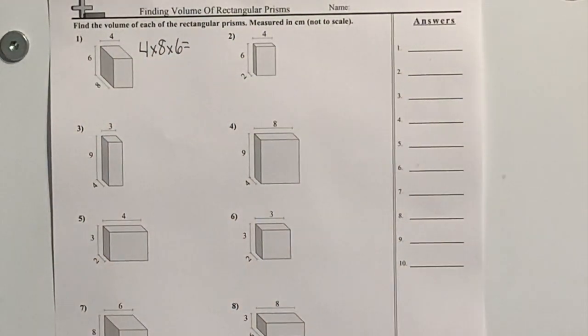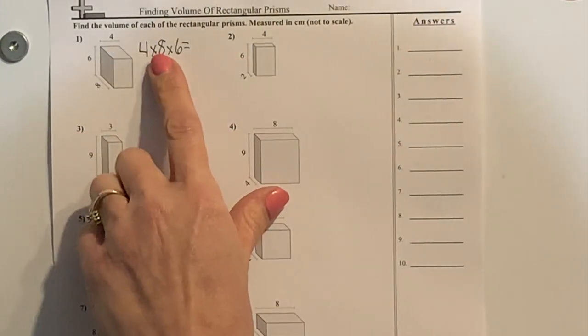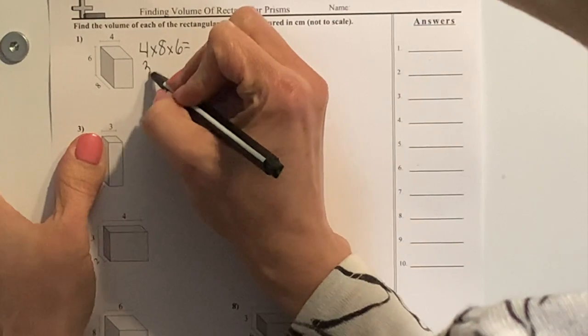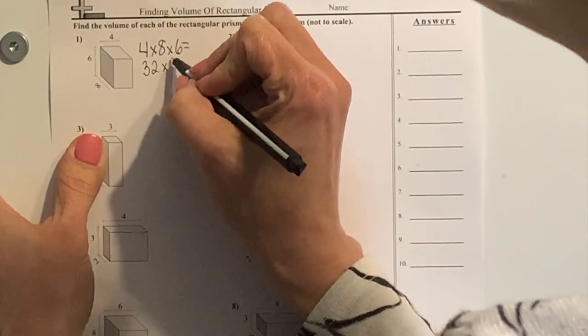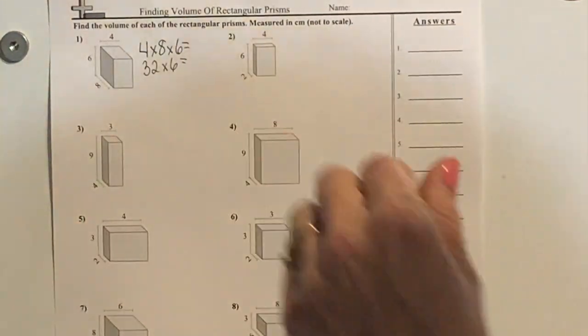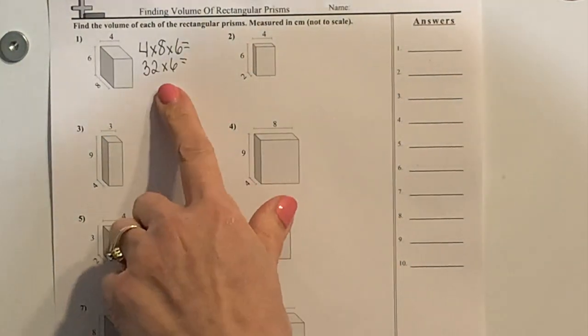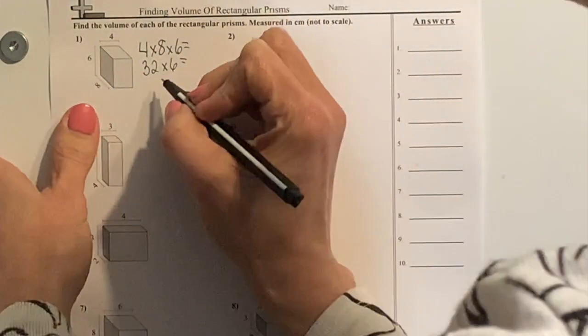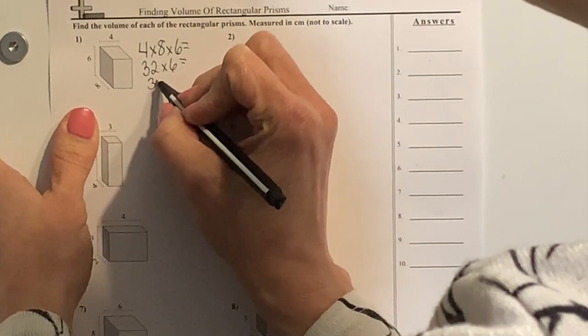So do you see how important it is to know your multiplication facts? You can't do this without knowing your multiplication facts. So I need you to recall all of that information that we've already learned. All right, 4 times 8 is 32. So then we have 32 times 6. Now, if you're like me, looking at this, this is kind of difficult to do across. So I'm going to go ahead and I'm going to write this up and down.